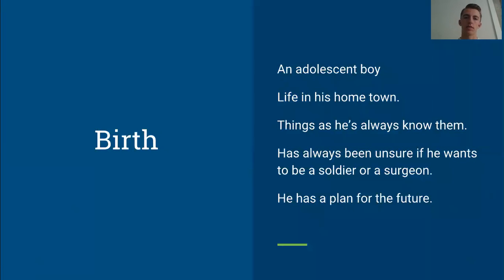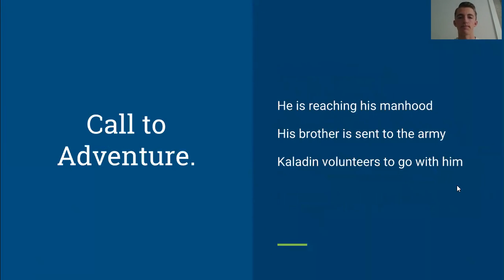So birth, it's kind of just the beginning of his story. He's an adolescent boy. He lives in his hometown, and everything's the same as it's always been. Something that is very prevalent in the book is that he goes back and forth between wanting to be a soldier or to be a surgeon like his father. But he eventually decides to become a surgeon like his father.